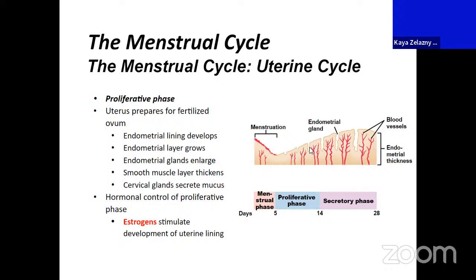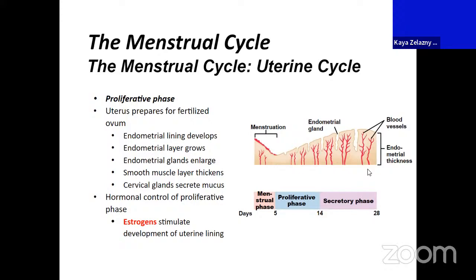We're going to have glands in the walls of the uterus, in that endometrium, that are going to get larger during this proliferative phase. We're also going to thicken up our smooth muscle layer during the proliferative phase, getting ready to potentially do some muscular contractions.